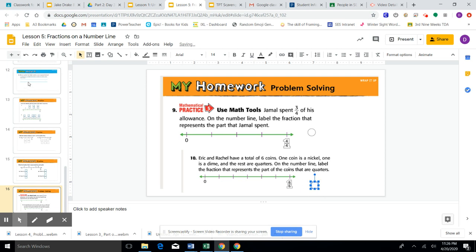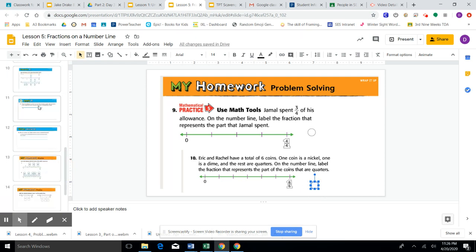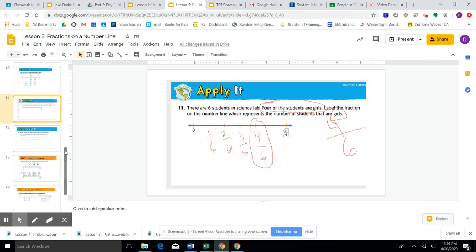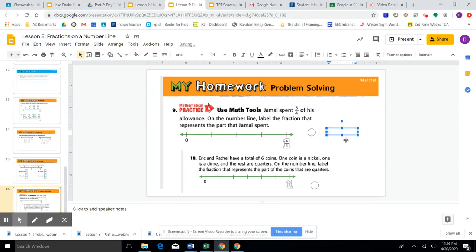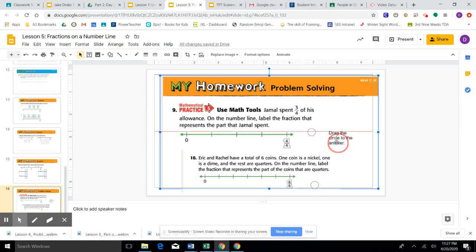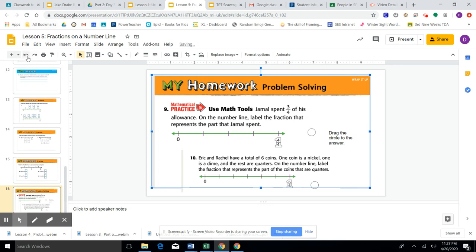Number 10 is just like the one I solved up here, number 11. So number 10 on the homework is just like how I solved number 11. I'm going to put some directions right here. Drag the circle to the point. To the, let's put answer. Oops, I'll move the slide.